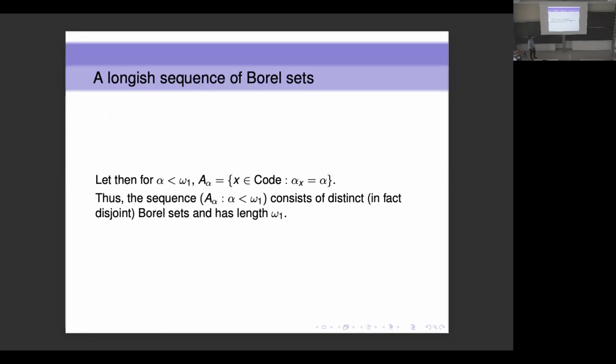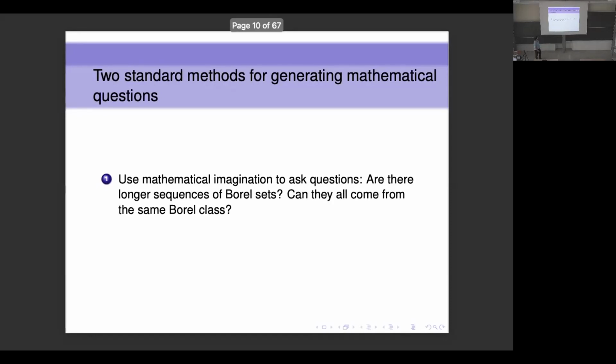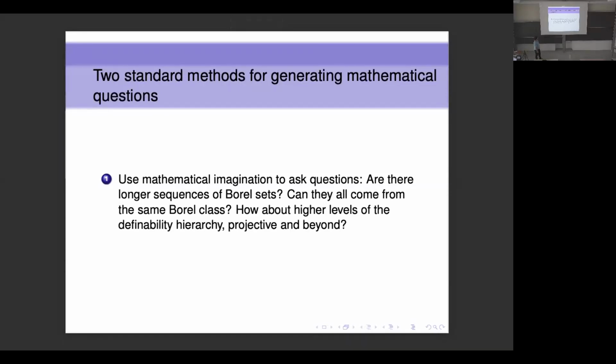Right? So what we've done is we created an omega 1 sequence of Borel sets, and the members of the sequence are different. Okay, so then we have two ways of proceeding from that point, right? We could start asking questions. Are there longer sequences of Borel sets? You can ask, can they all come from the same Borel class? You can ask about the higher levels of definability, or you can do the second thing, which is just go and look at Harrington's work.